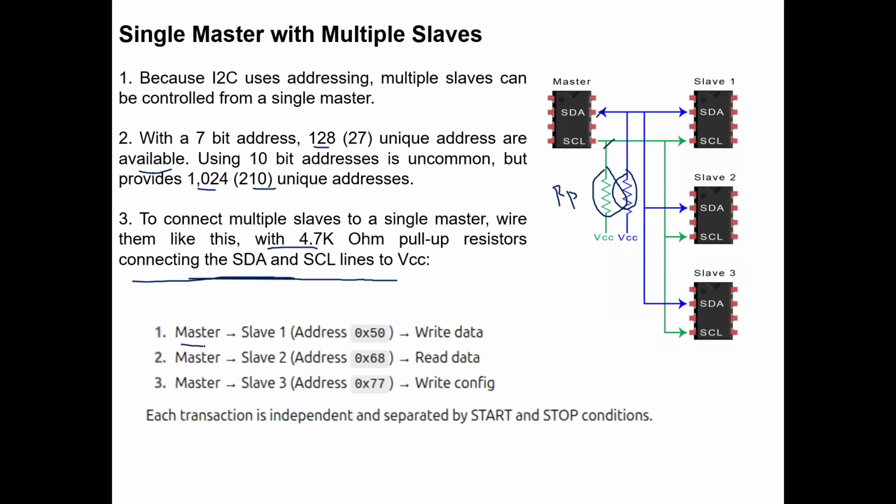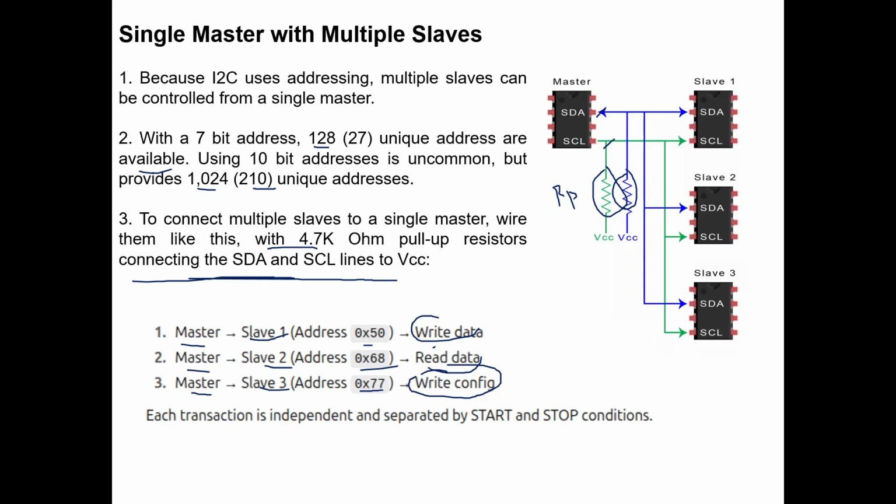So master one communicates with slave one, or master is communicating with slave 2, or slave 3. How it is communicating depends upon the address. See, it is sending address 50 for writing the data, then 68 for reading the data, and then 77 for write configuration. Three slaves, three different operations are doing.